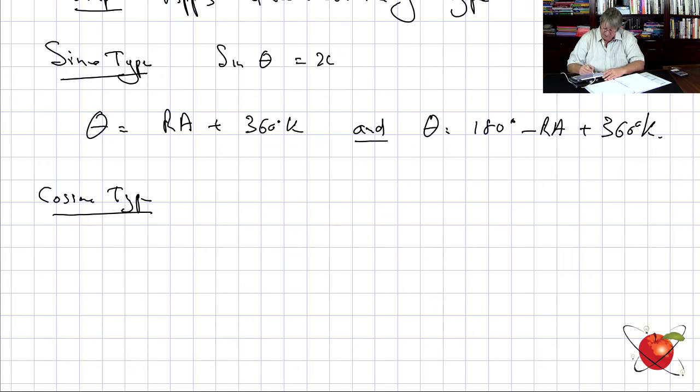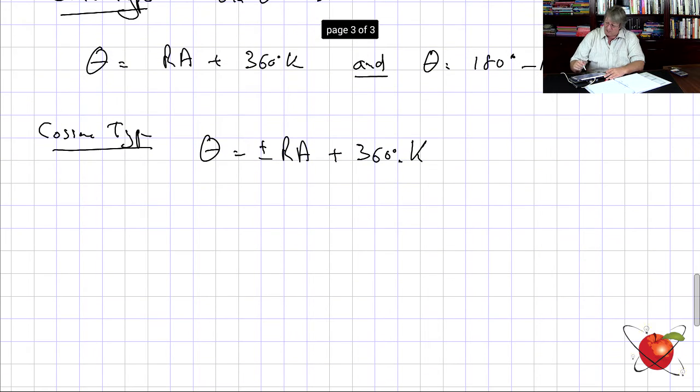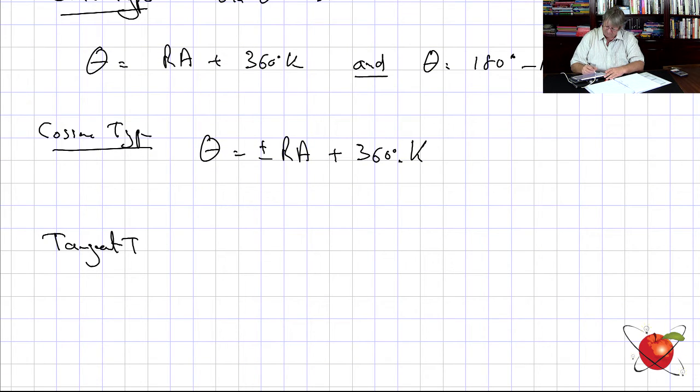For cosine type, we say theta is equal to RA plus or minus RA, plus 360 degrees K. And don't worry, I'm just writing these down. And then if it's tangent type, we say theta is equal to RA plus 180 degrees K.